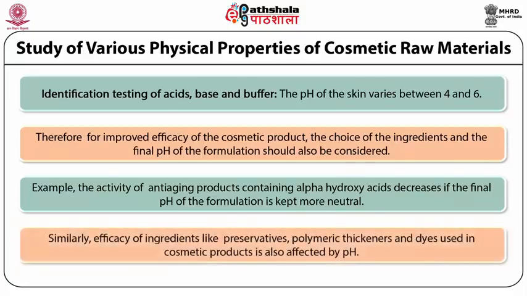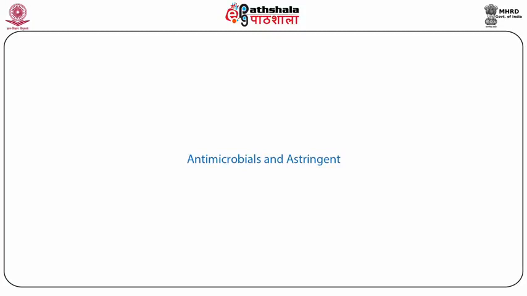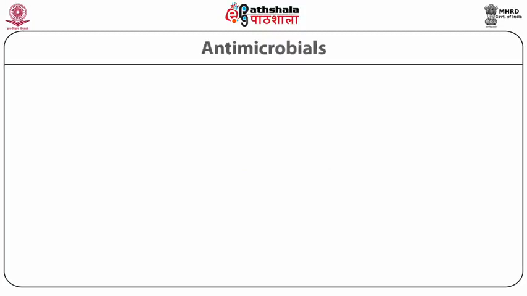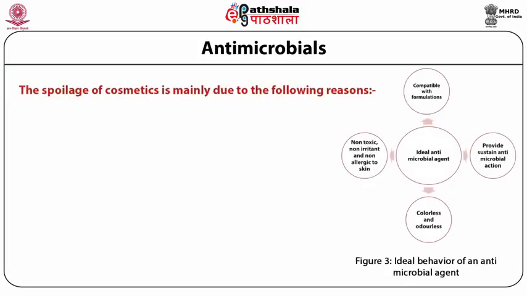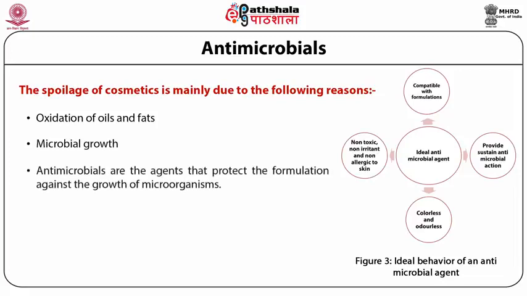Similarly, efficacy of ingredients like preservatives, polymeric thickeners, and dyes used in cosmetic products is also affected by pH. Antimicrobials and astringents. First, we take up antimicrobials. The spoilage of cosmetics is mainly due to the following reasons: oxidation of oils and fats, and microbial growth. Antimicrobials are the agents that protect the formulation against the growth of microorganisms.